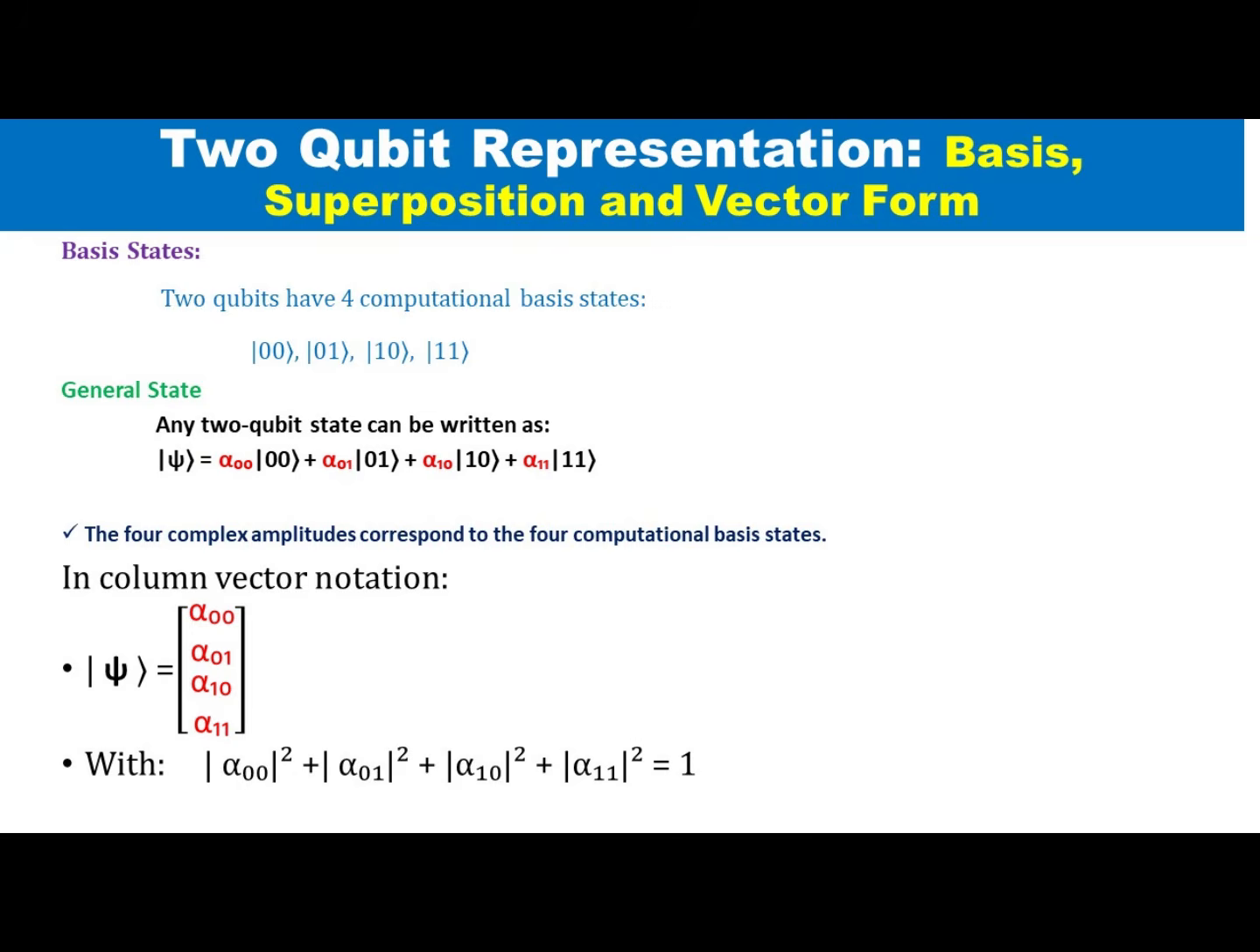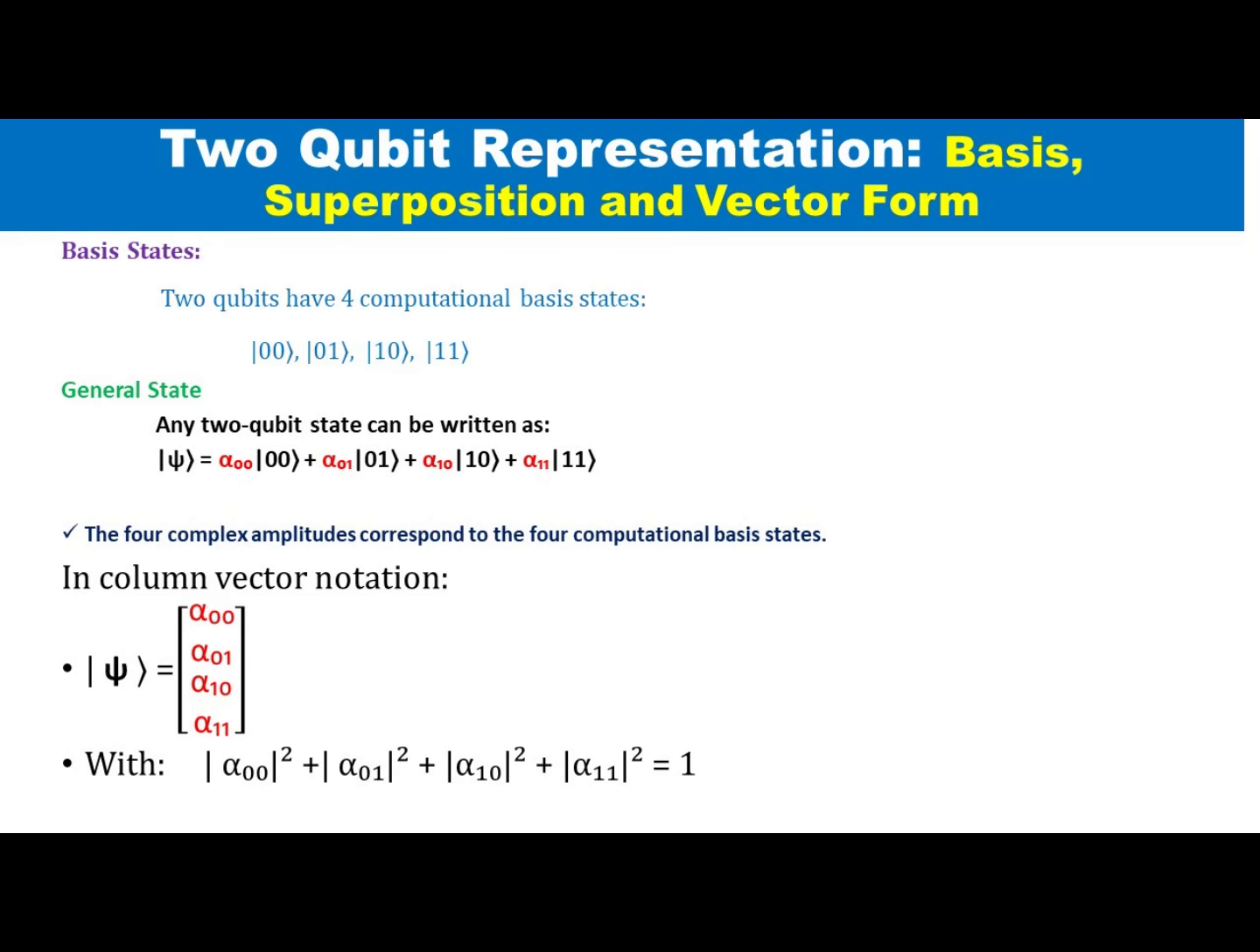This slide explains the representation of 2 qubits. 2 qubits have 4 computational basis states, ket 00, ket 01, ket 10, and ket 11. A general 2-qubit state is a superposition of these 4 basis states. It is written as psi equals alpha 00 ket 00, plus alpha 01 ket 01, plus alpha 10 ket 10, plus alpha 11 ket 11.